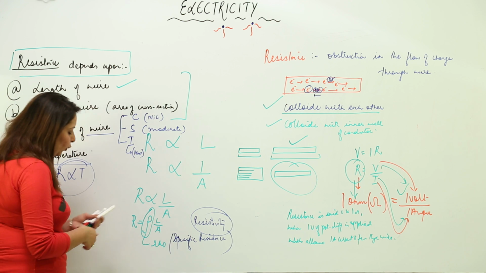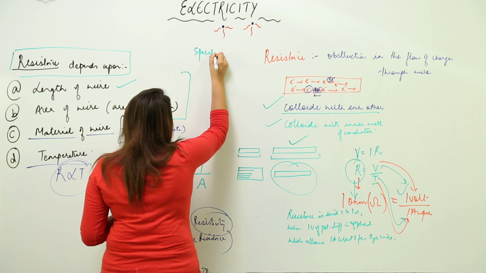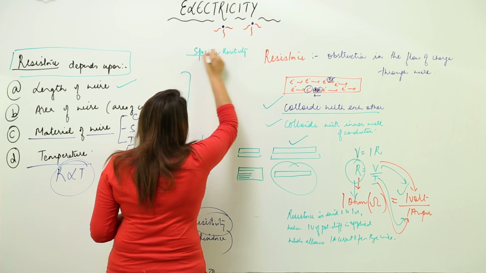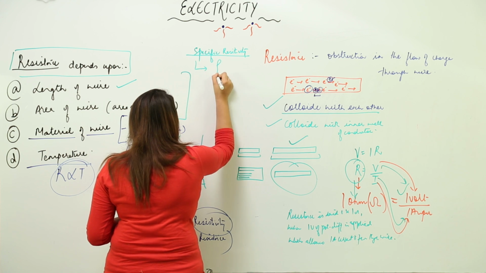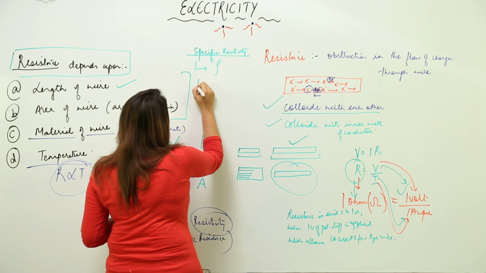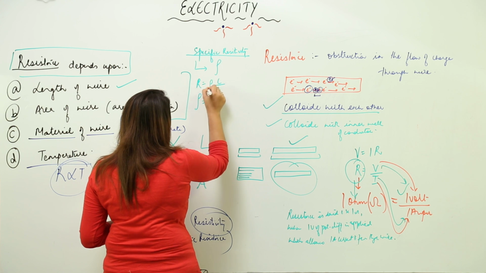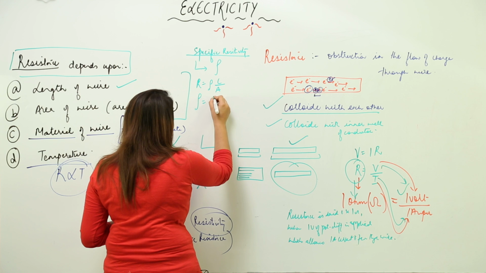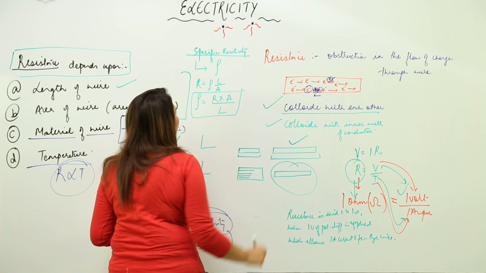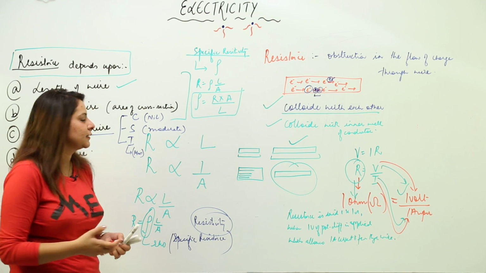Now let us take up this rho first. If somebody asks you about specific resistivity, then what you are going to say is specific resistivity is denoted by rho. And if you are asked for the formula, then we are going to derive this formula from this relation. So we have rho is equal to, just putting this here and just shuffling them, R into A upon L. So this is the formula for the specific resistivity or the specific resistance.